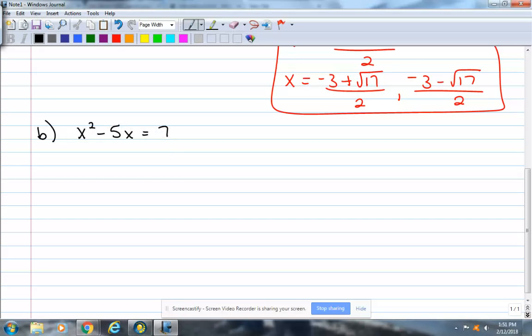All right, so here's our quadratic equation. What's our first thing we have to do to it? Subtract 7. Yeah, we want it equal to 0, so it's in standard form.